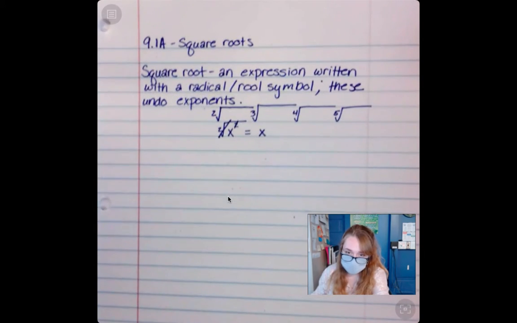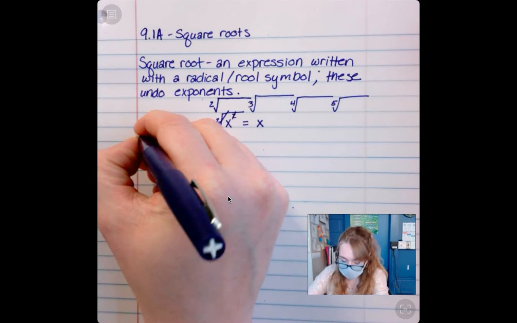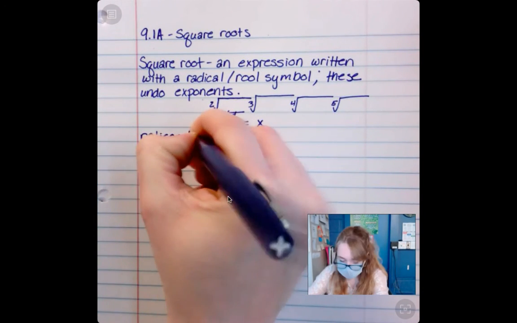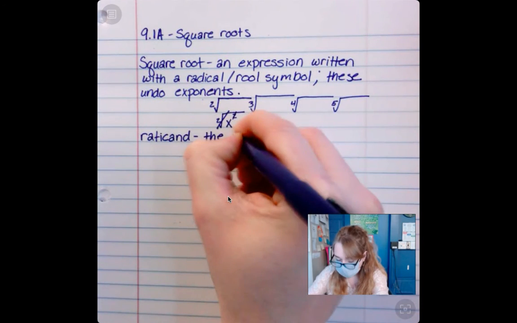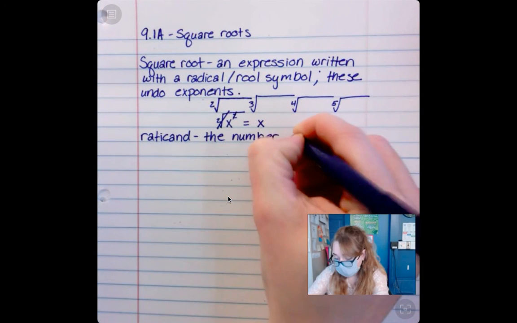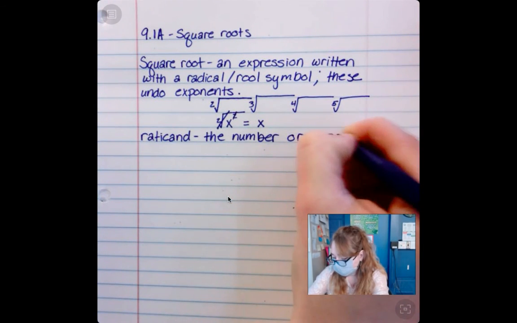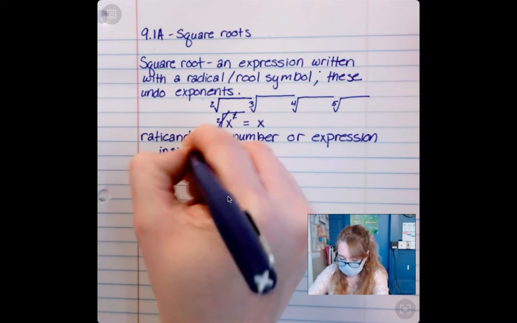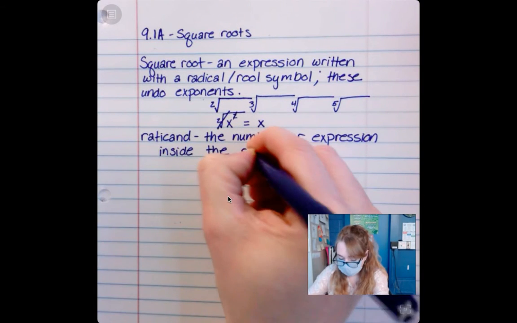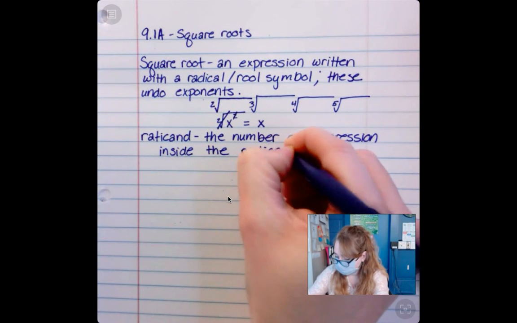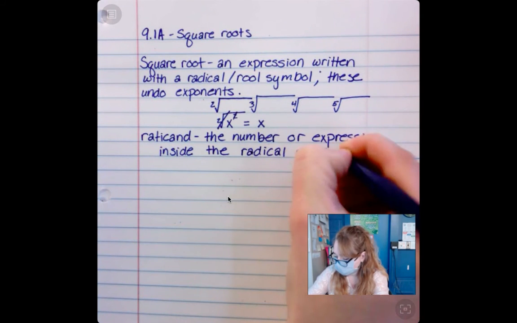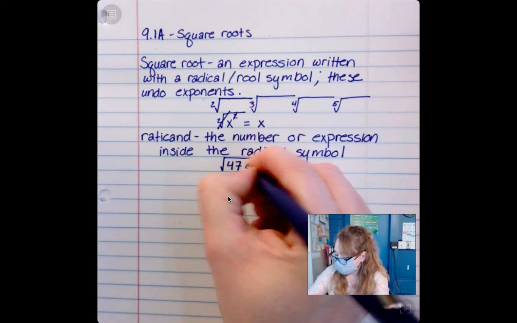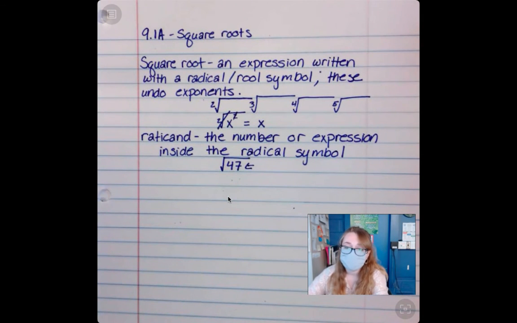All right. Our next definition here is a radicand. A radicand is the number or expression inside the radical symbol. All right, so if we have the square root of 47, then this 47 would be the radicand in this example.